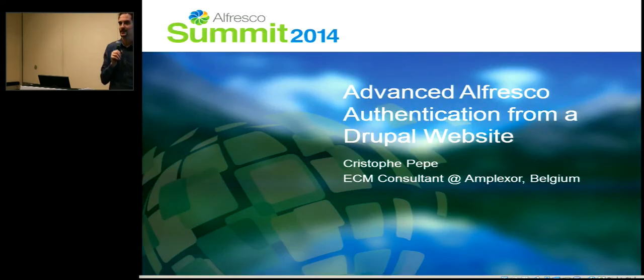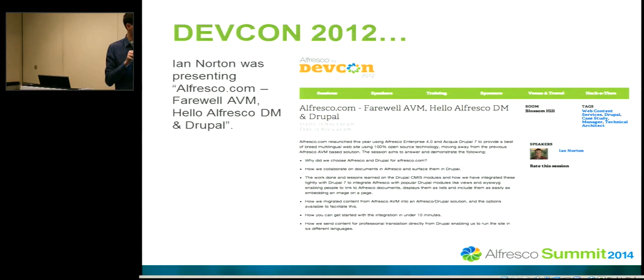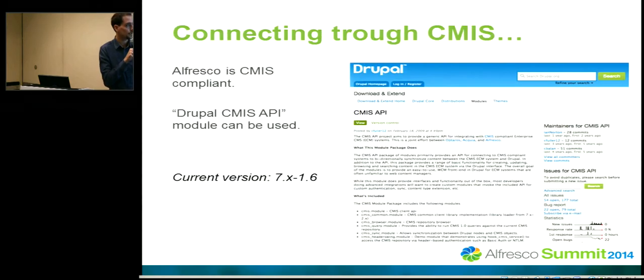Yes, I'm going to talk about... we had a presentation 2 years ago about the switch between Alfresco, good old Alfresco AVM, and Drupal as the front end for the alfresco.com website. We've seen that the link between Drupal and Alfresco was made through CMIS, and that the CMIS API Drupal module was used. This is the module provided by the Drupal community. The current version is 7.